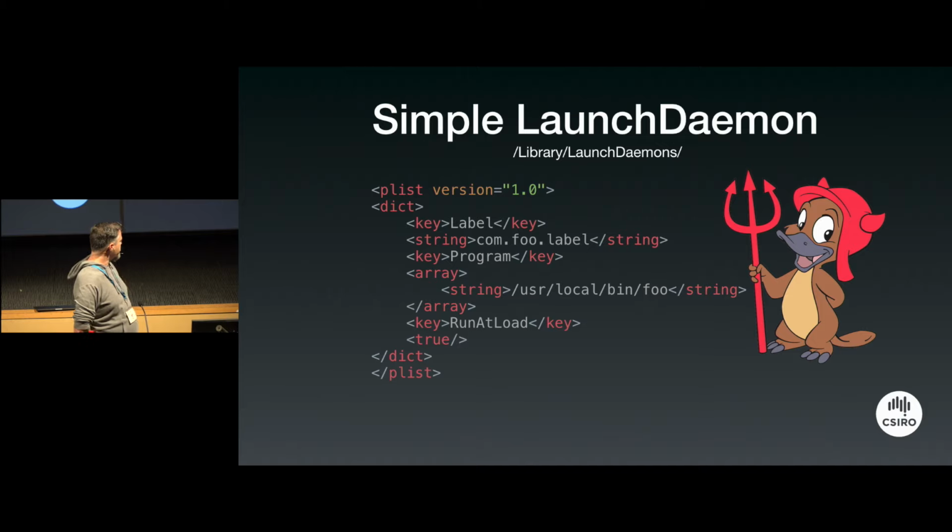We have a label, an identification label. We have the program we want to run, and I've just included a run at load key here. That's actually optional, but if you don't have that, it's not going to run. It'll load the job, but it won't run it. So we put that in there, and that ensures that the program will run every time the job's loaded by launchd.